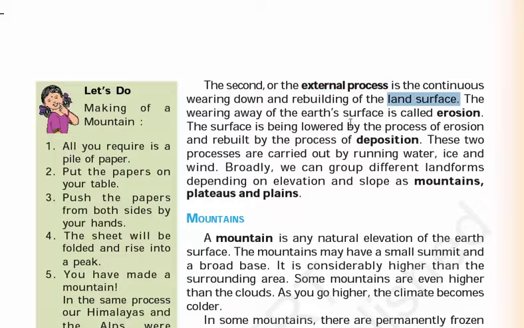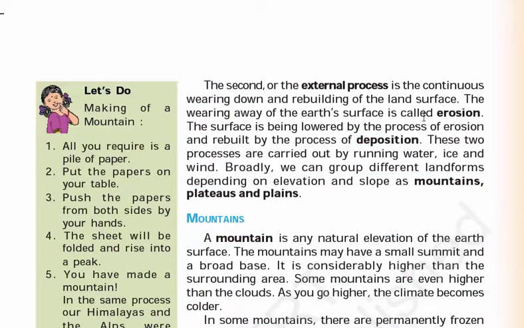So the wearing away of the earth's surface is called erosion. You must be familiar with this term, which is quite often associated with soil erosion. The surface is being lowered by the process of erosion and rebuilt by the process of deposition. So the opposite of erosion is always deposition. Just think of it this way: if something is being eroded, it will be deposited somewhere.